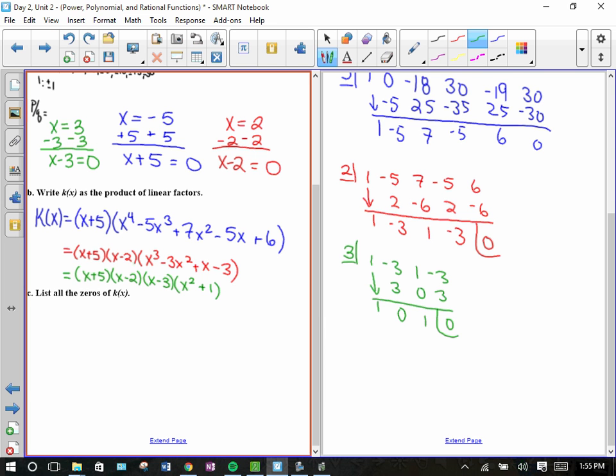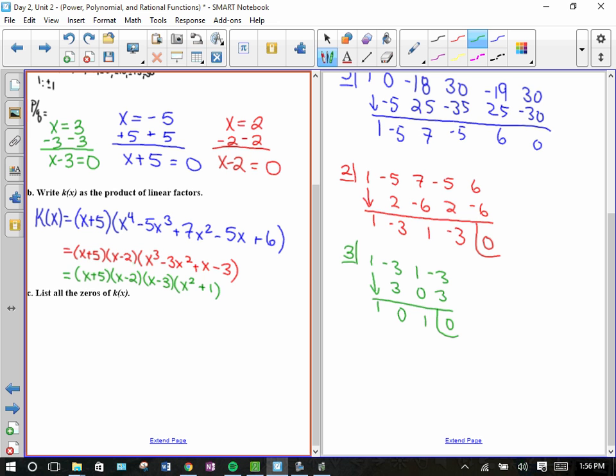Okay? So now I know all this right here should be up here really. We've written this as a product of linear factors and irreducible quadratics, meaning we can't factor x squared plus 1. Now, that means we still want to write this as all linear factors.